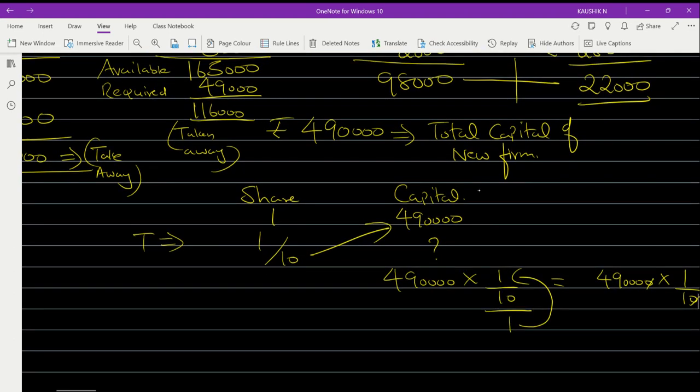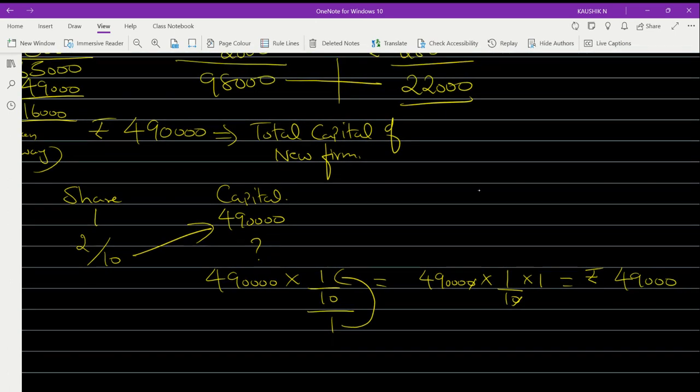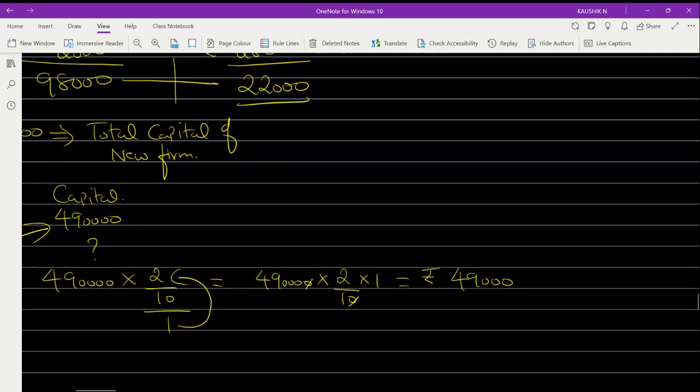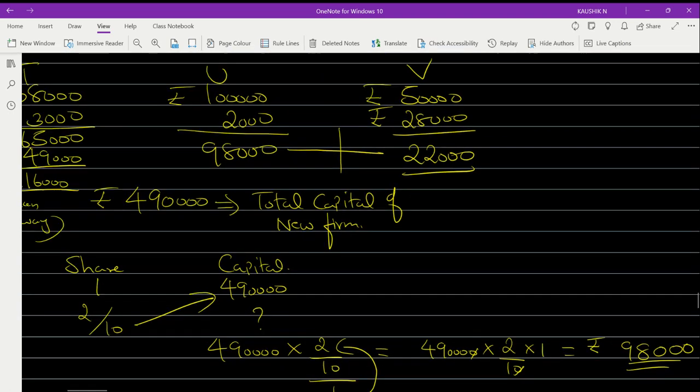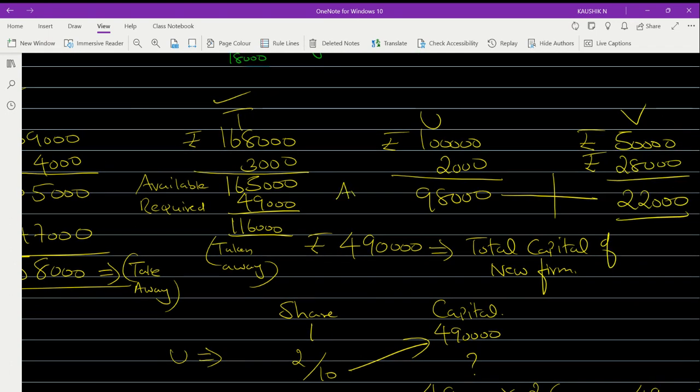Okay, so for the entire share of 4 lakh 90,000, if it is 2 by 10 for you, then how much does he have to bring in? So 4 lakh 90,000 into 2 by 10 divided by 1. So the amount will be how much? 200, 200, 200, 9 twos are 18, 4 twos are 8 plus 1, 9. So 98,000 is required.